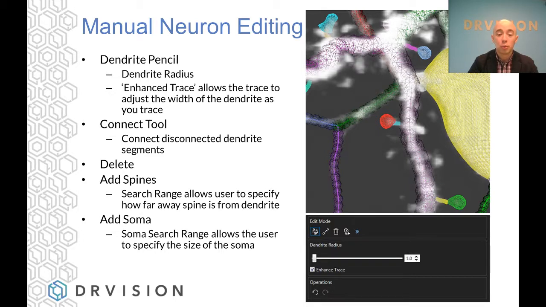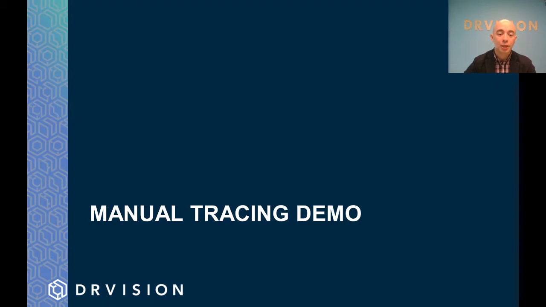We have a connection tool, which allows you to connect different dendrite segments. You can, of course, delete any mistakes or just try again to get even better results. And we can also add spines and soma manually. The spine search range allows the user to specify how far away a spine is from a dendrite, similar to our spine neck length. The soma search range allows the user to specify the size of the soma, similar to that soma diameter that we talked about before as well. So we'll do one more demonstration, this time using the manual tracing tools.